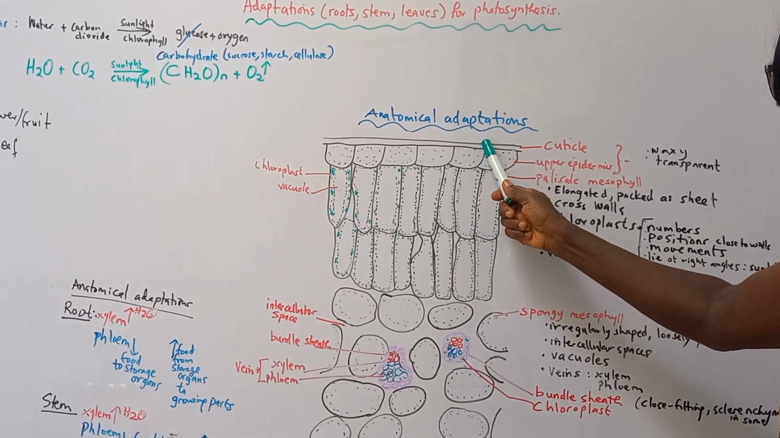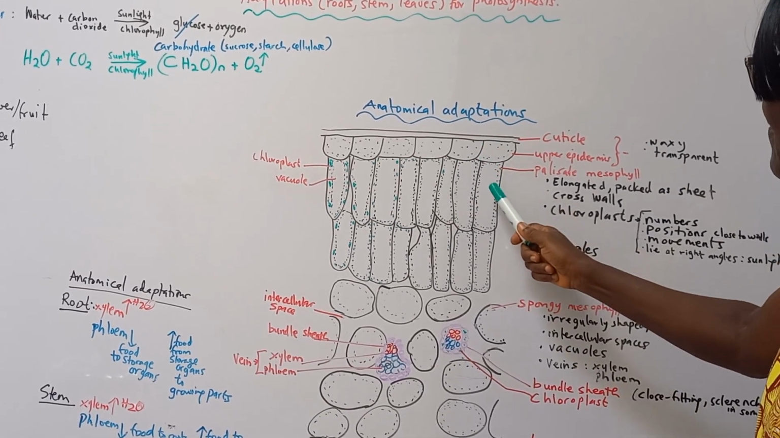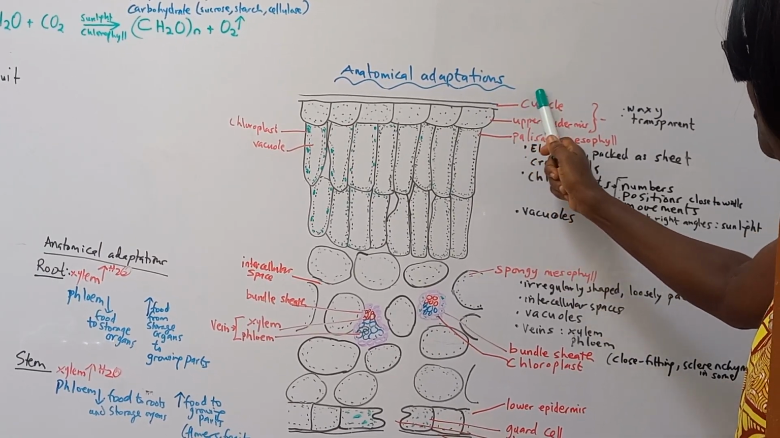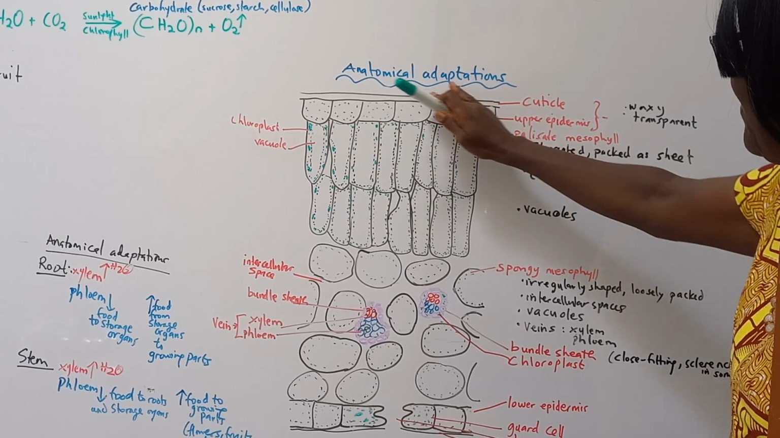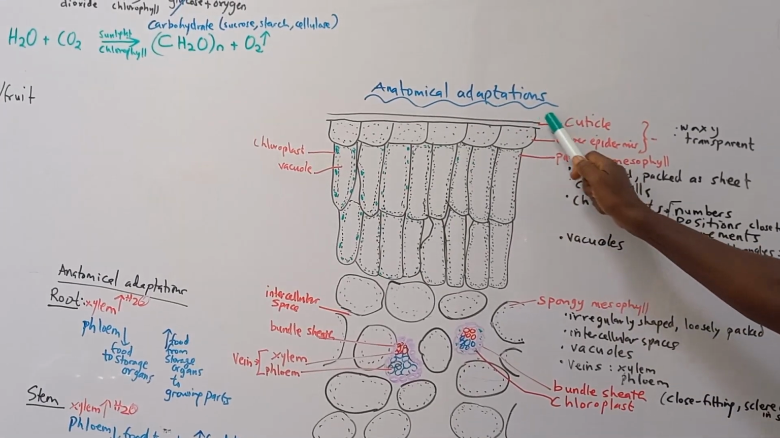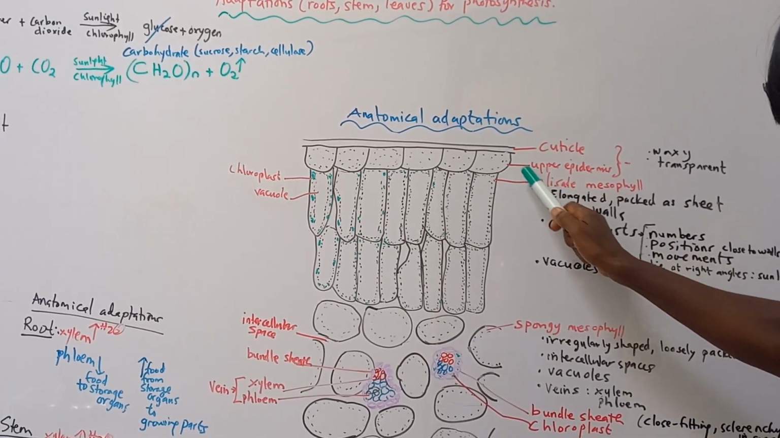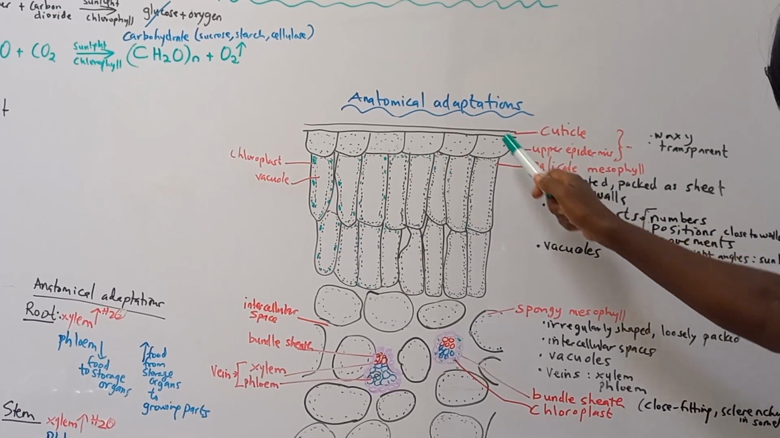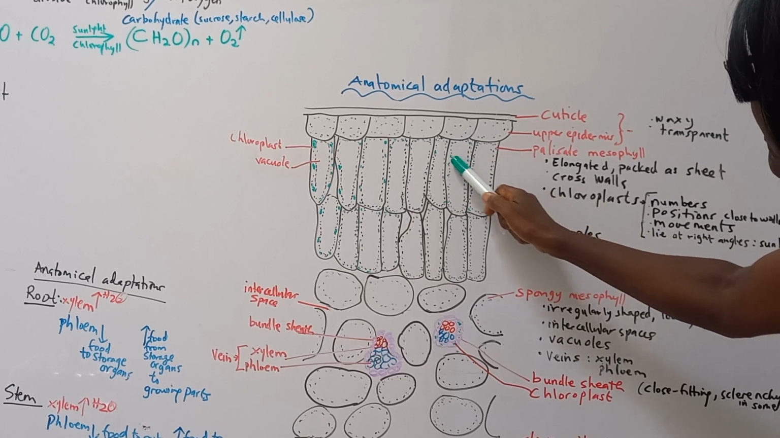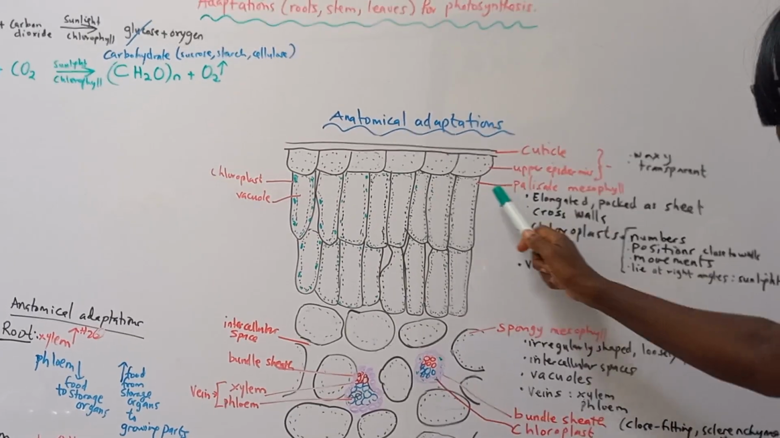So here we have a section of the leaf. How are the tissues adapted for photosynthesis? You have the cuticle, which is waxy to reduce water loss from the leaf by transpiration and evaporation so that there will be water for photosynthesis. And then you have the cuticle and upper epidermis, transparent, so that light can easily penetrate to reach the photosynthetic cells beneath. Then you have the palisade mesophyll layer.